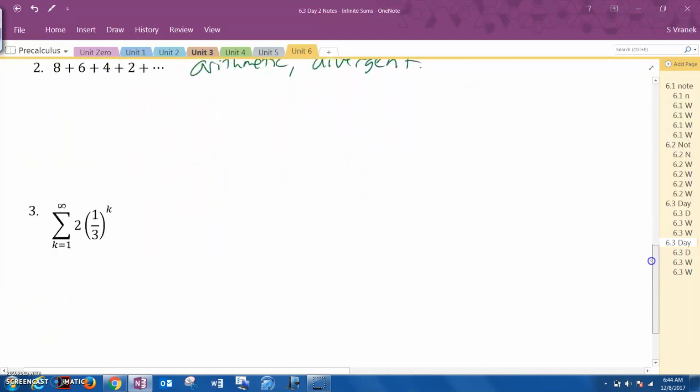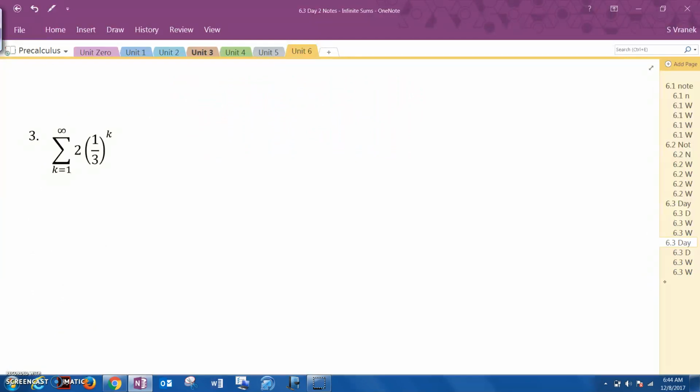Alright, so this one down here is geometric, but it's written in the summation form. So the first thing you have to identify is what your R value is. Really easy. The R value is the thing that is being raised to a power. So in this case, our R value is equal to 1/3. Again, the absolute value of 1/3, which is 1/3, is less than 1, so it converges.